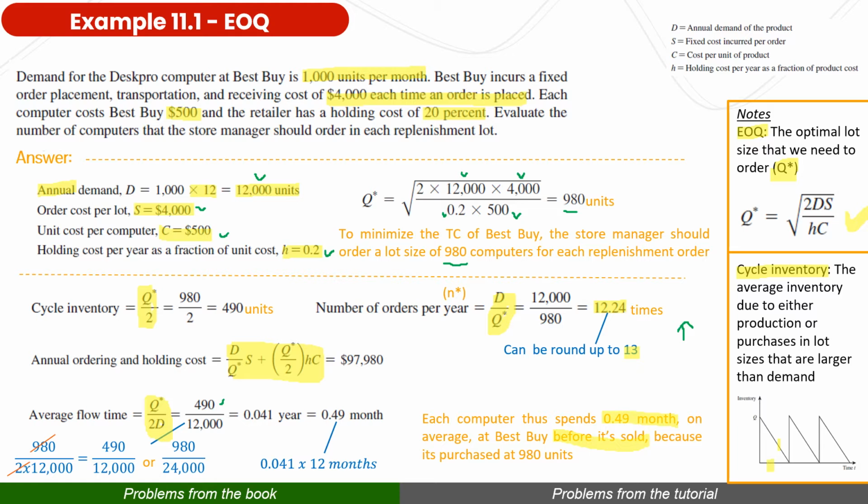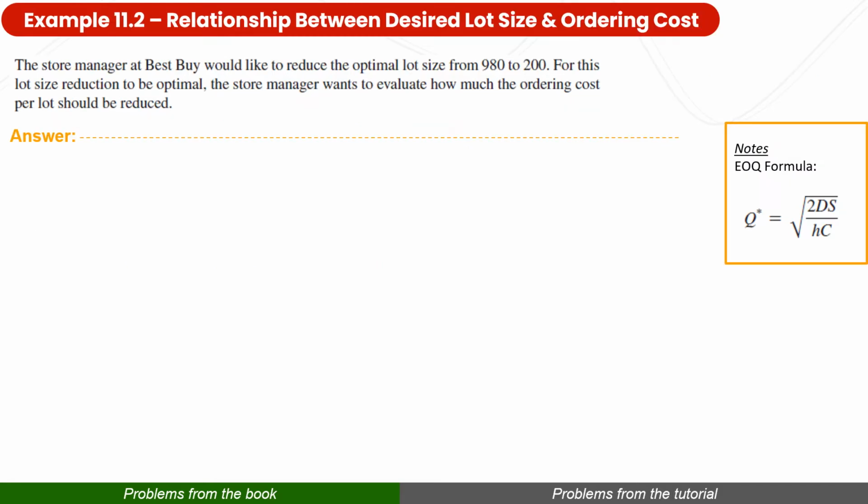So actually in this problem we just need to calculate EOQ, but this is if you want to analyze more. And then for the example 11.2, that is the relationship between desired lot size and ordering cost. So the store manager at Best Buy would like to readjust their optimal lot size from 980 to 200. So the manager wants to evaluate how much the ordering cost per lot should be readjusted.